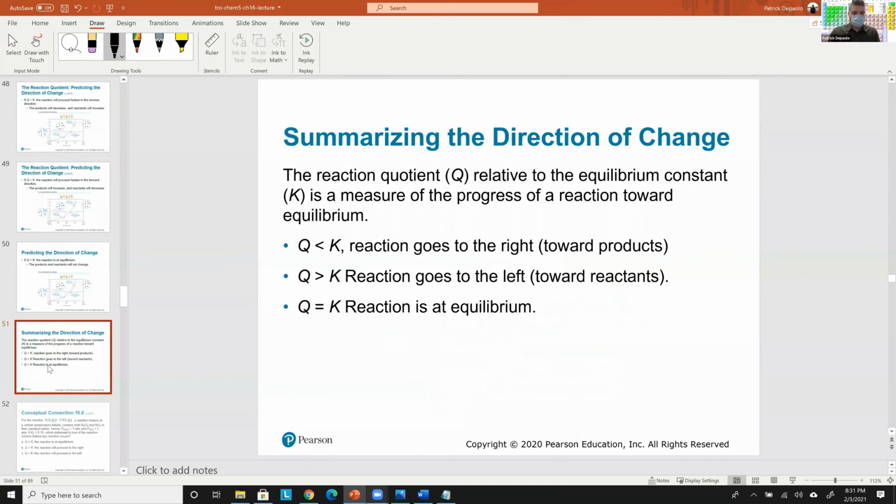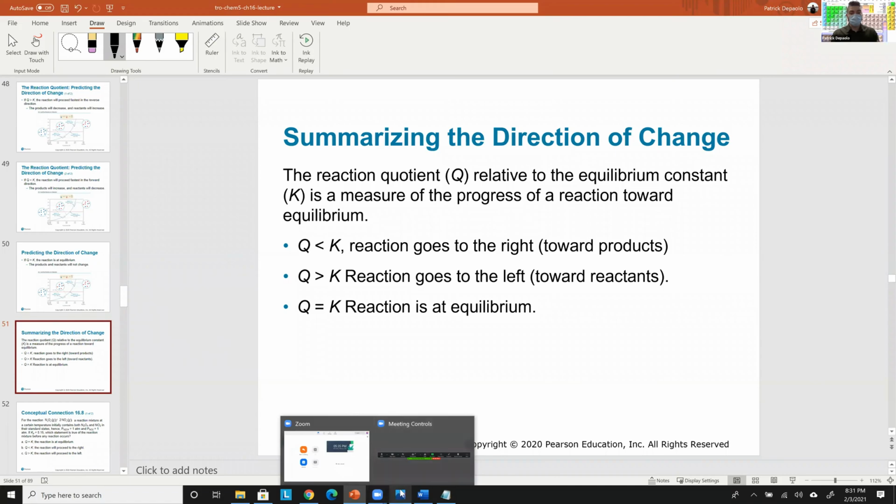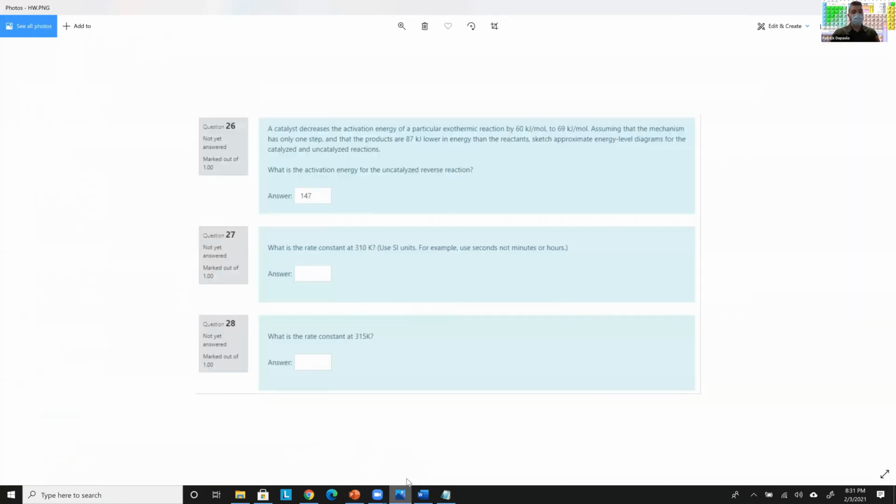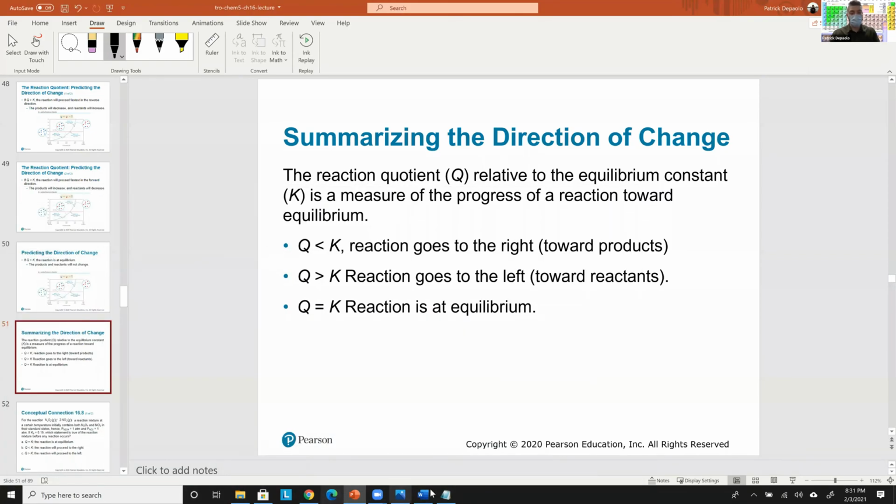Okay. All right. This is a good slide, slide number 51. It summarizes the direction. So if Q is less than K, it needs to increase, meaning the ratio needs to increase, meaning the products will be favored. The more Q is less than K, the more the products need to fill the gap, hence towards the products. Yes, exactly, Sumi, good job.